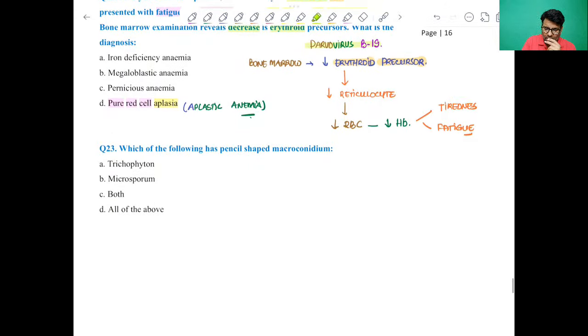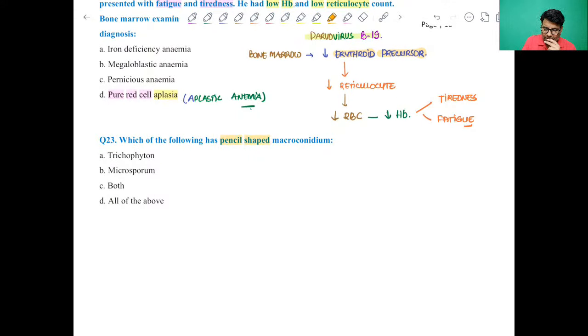The next question, which fungus has a pencil-shaped macroconidium? Now, when we talk about macroconidium, it can be spindle shaped, or what you call boat shaped, or it can be pencil shaped, or what you call cigar shaped. So there are two types of macroconidium.